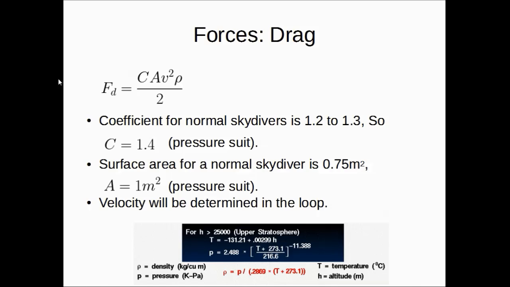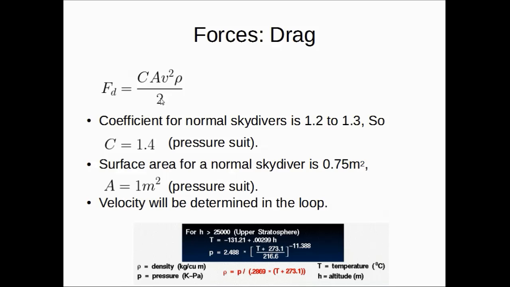Next, the drag force. We can determine the drag force with this equation over here. The drag coefficient for normal skydivers is 1.2 to 1.3. So with the pressure suits, we assume that it's 1.4. The surface area for a normal skydiver is 0.75 meters squared. So we assumed with the pressure suit that it's 1 meter squared. And we can determine the velocity from the loop.